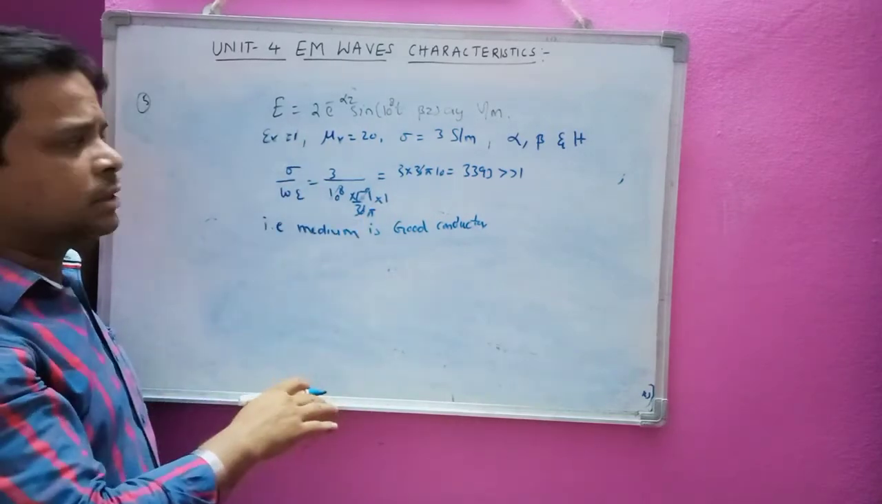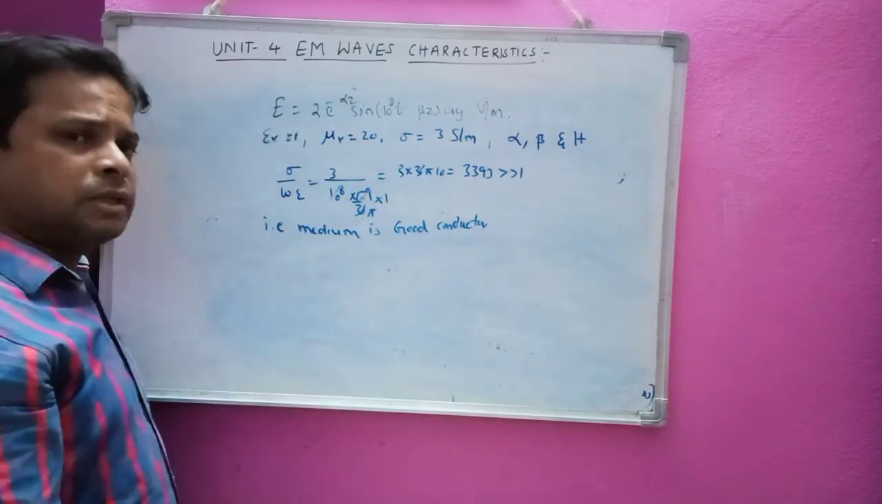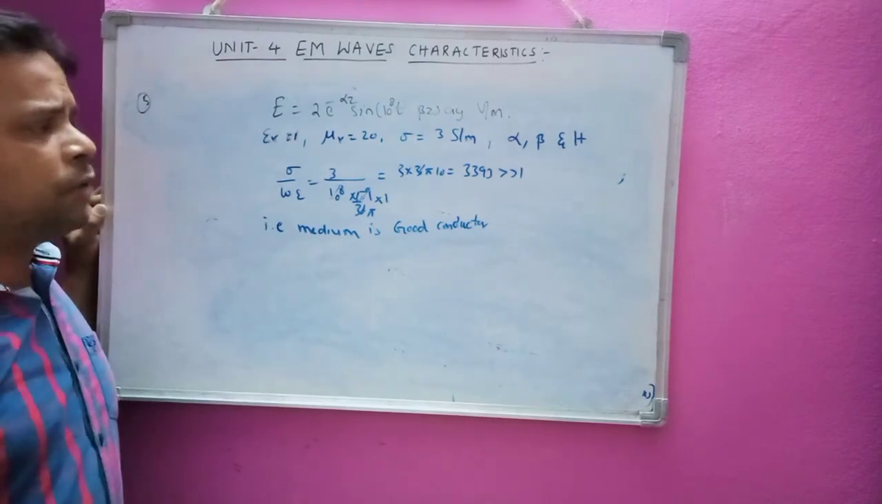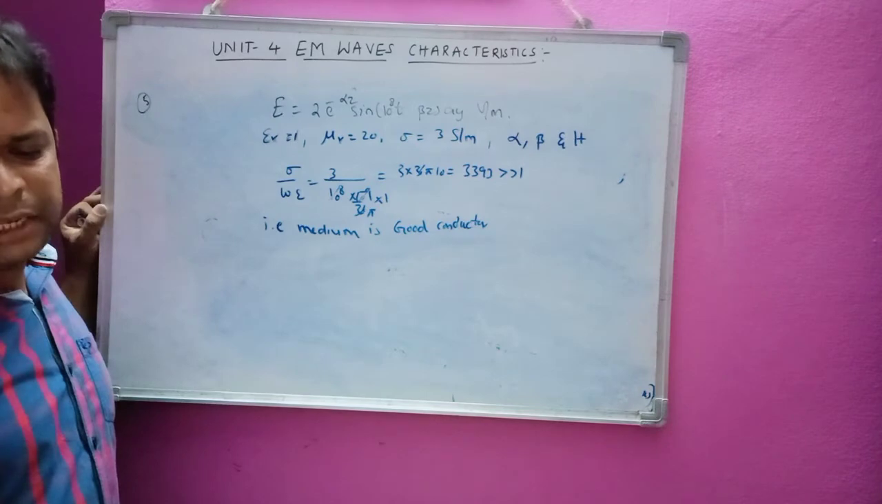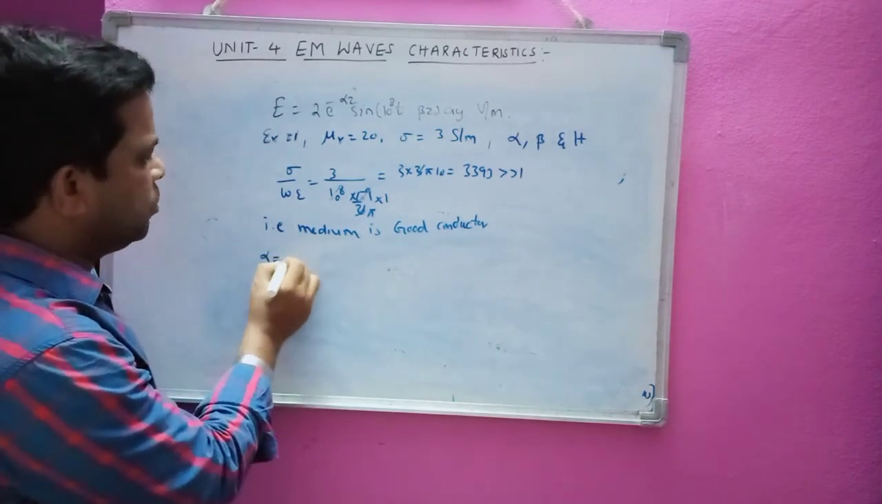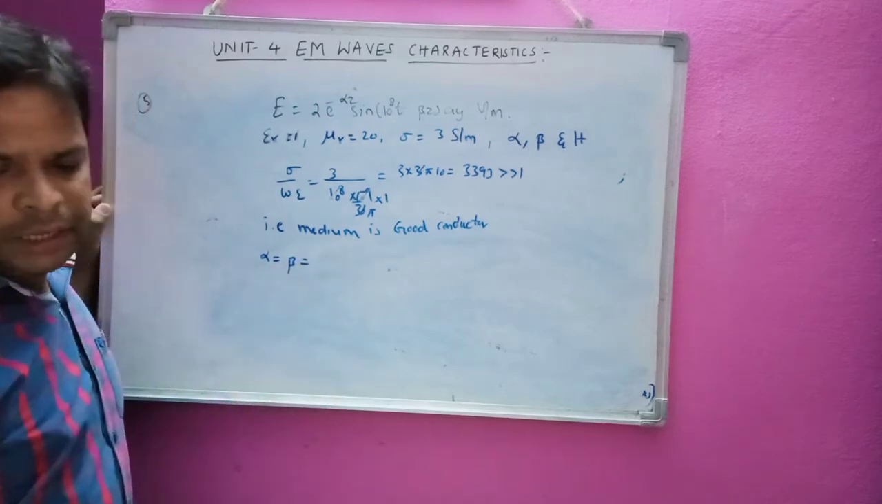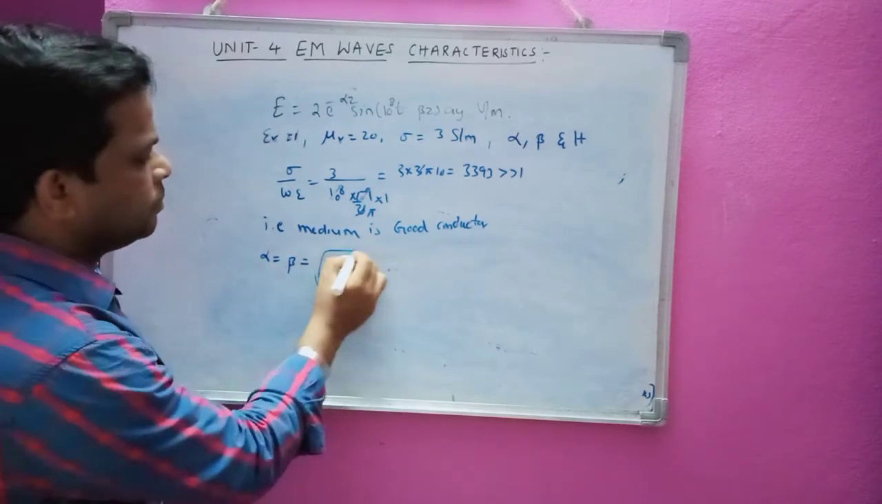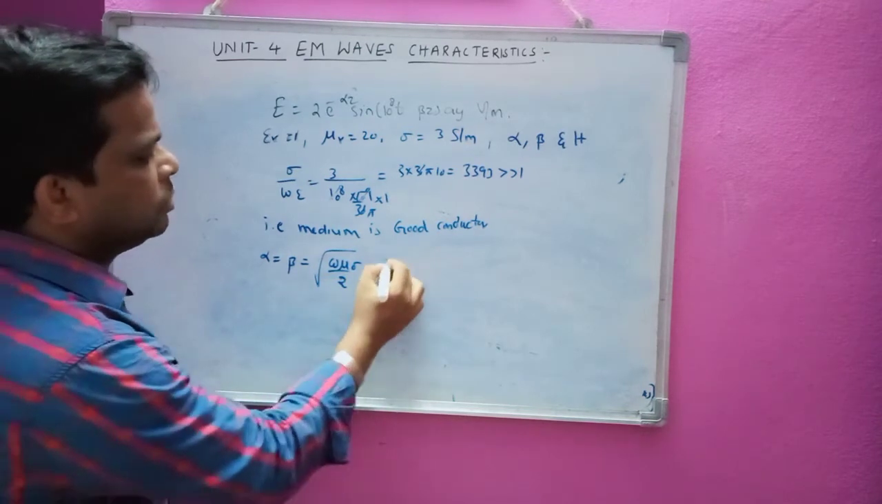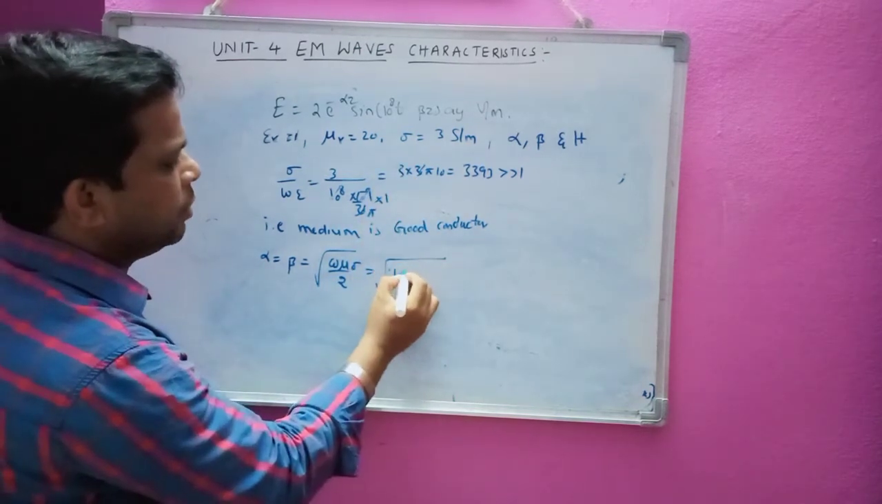We have to use the formulas, because blindly we can't use the formulas of alpha, beta and omega and so on in order to calculate. So first we have to check the medium, which medium he has. Now for good conductors, we know that alpha is generally equal to beta. That is given as the square root of omega mu sigma by 2.